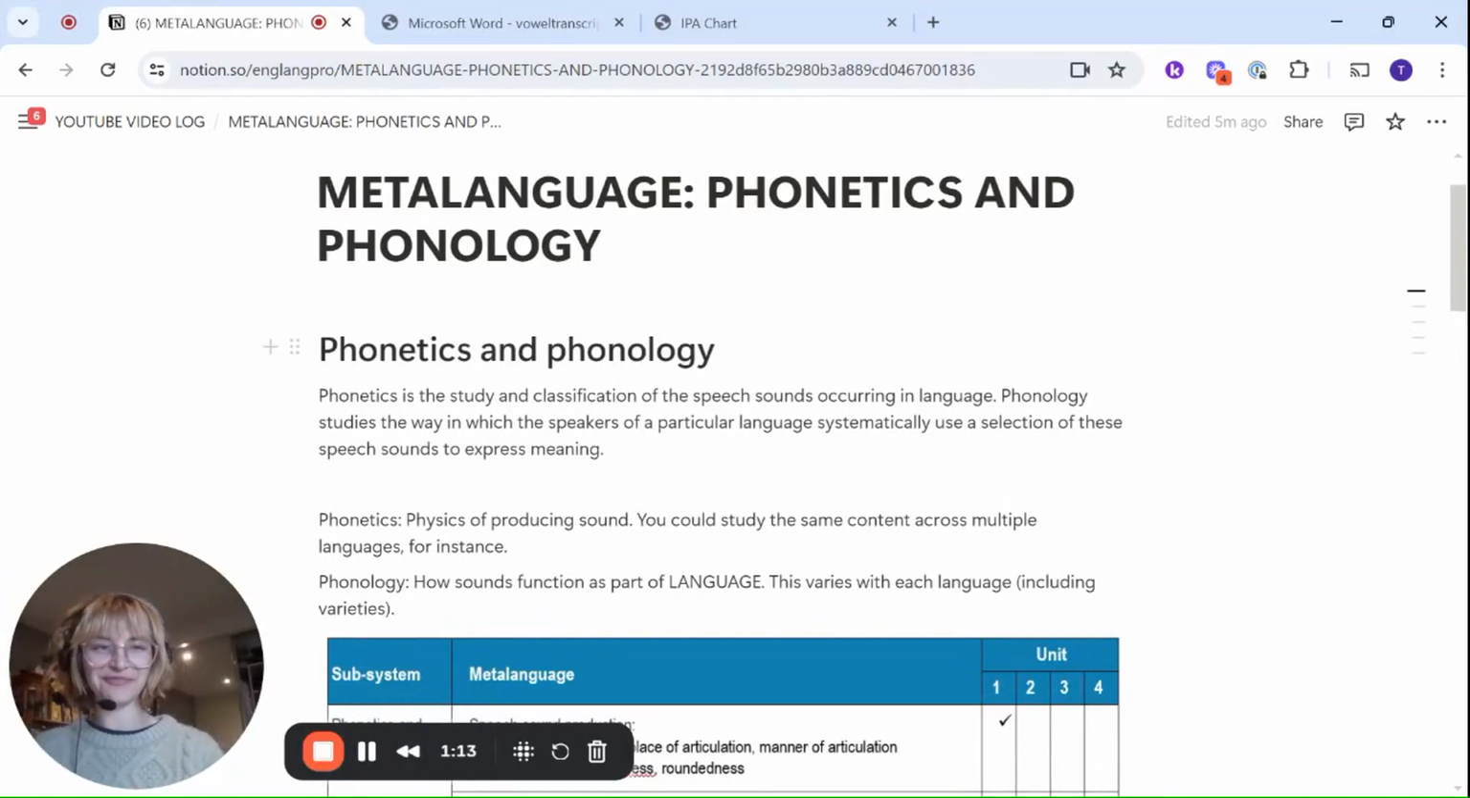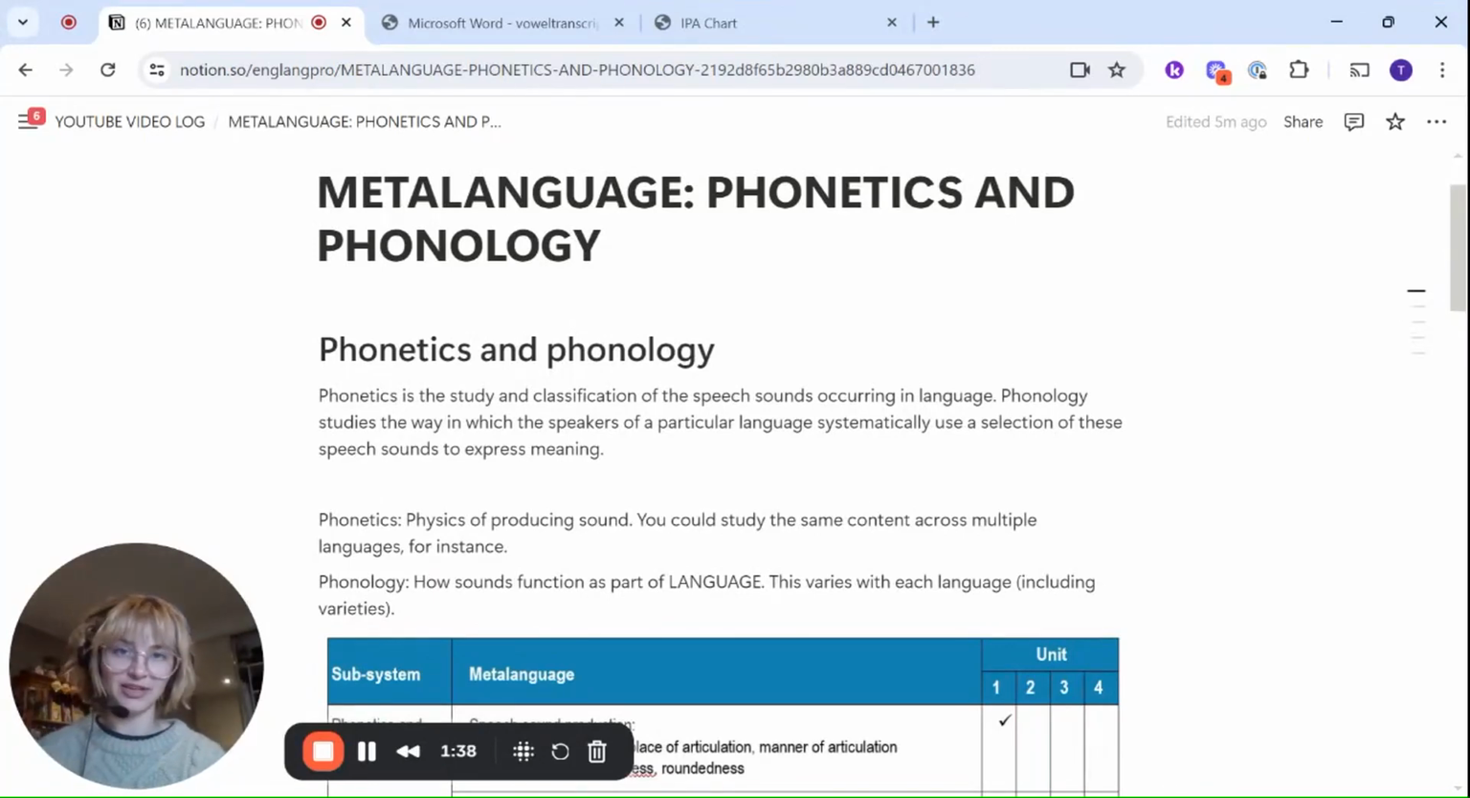And we have 6 to 7-ish subsystems, we call it. Each subsystem focuses on a different aspect of how language is formed. We're going to be starting at the very, very smallest, which is sound production in language. The smallest unit of a sound is a phone or phoneme.